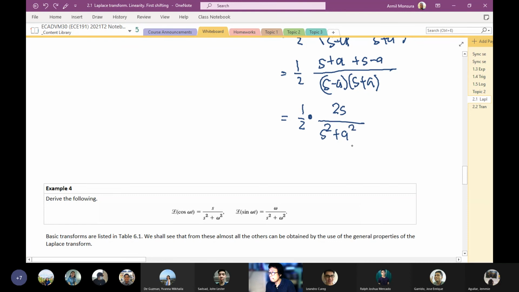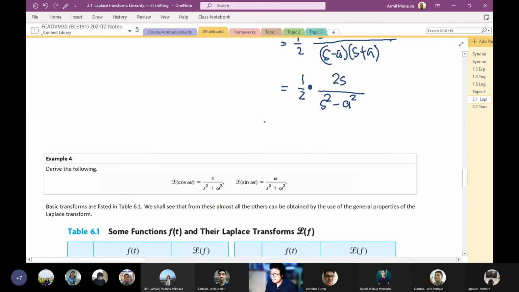Is that correct? Sorry, minus pala. Tama. Minus. Difference of squares. Tama ba? And therefore, this simplifies. So we can say now that the Laplace transform of your hyperbolic cosine at is simply S over S square minus A square. Tama? Kasi itong 2 magka-cancel out, mag-ratio yan sa 1.